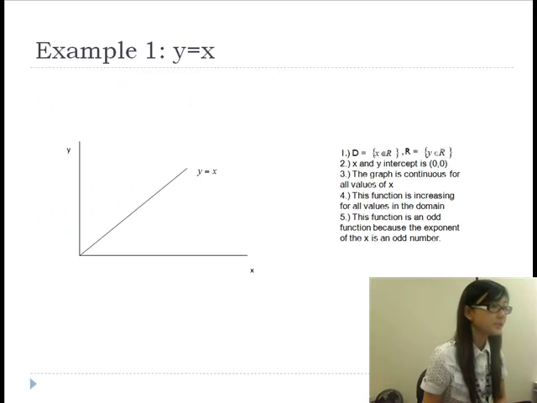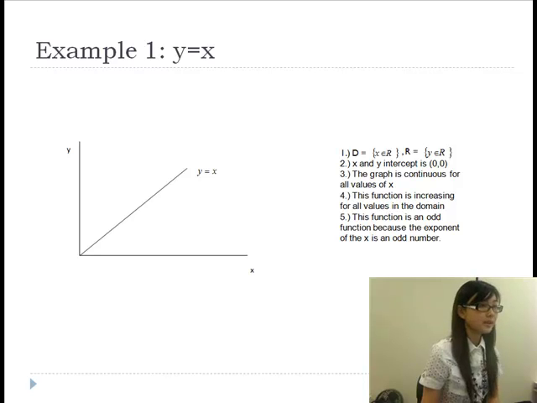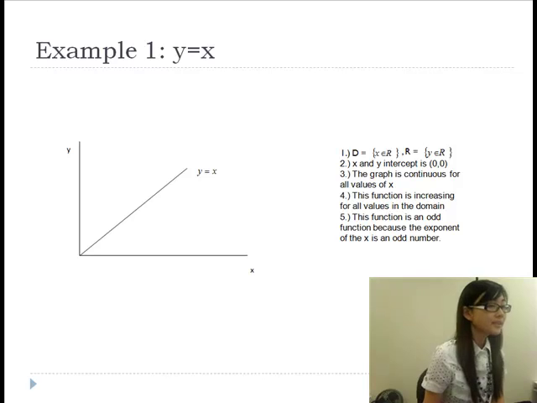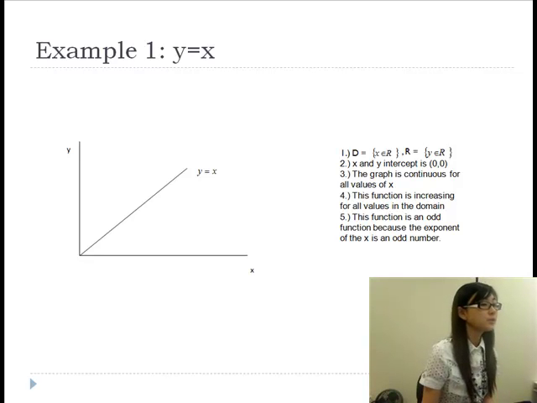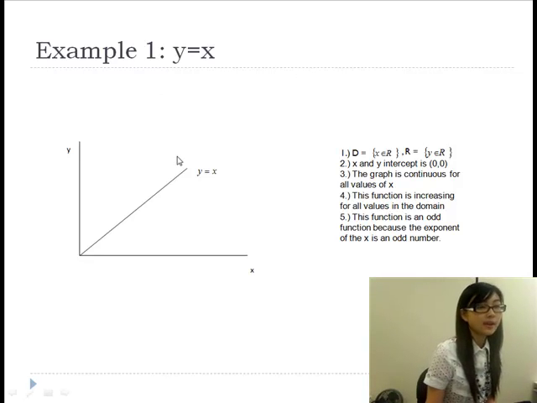Let's look at a simple one first. Example 1 from your learning resources. The equation is y equals x. So when you try to analyze this graph, you have to know at first what it looks like, and it's shown here on the left side.